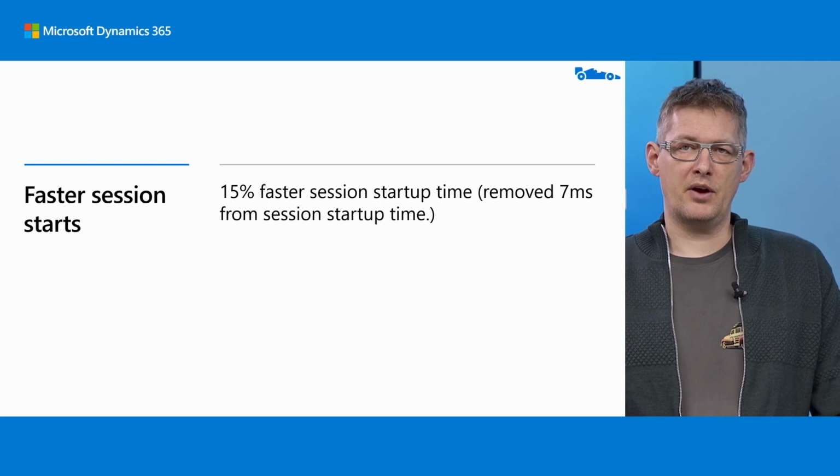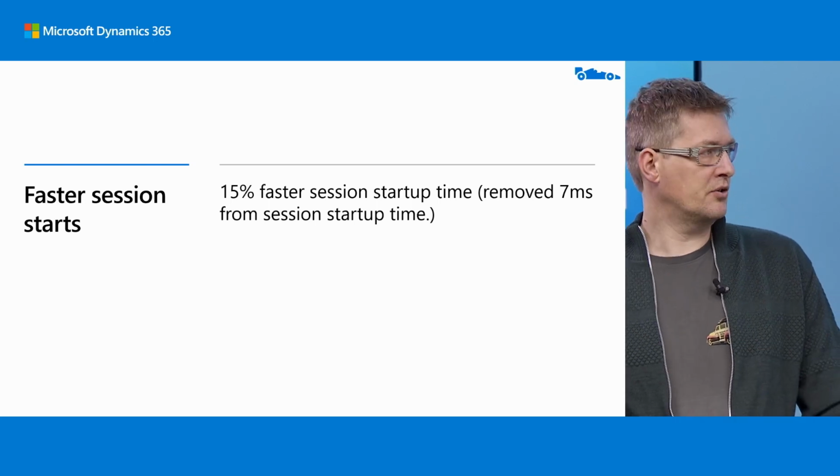Now, if you are an interactive session and log in as a user, you won't notice 7 milliseconds. But this is for any web service call, and it's actually also for everything when you run the task scheduler, page background tasks. Any session will benefit from this. So even if you have UI with a lot of page background tasks, you might see a little bit faster runtime there.